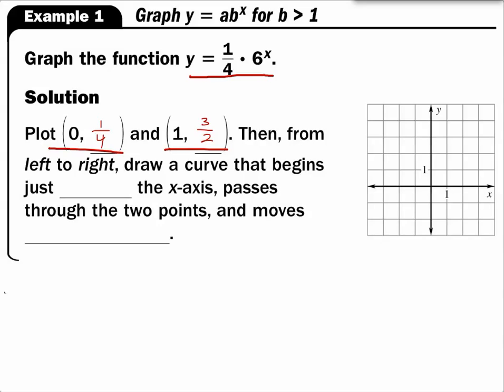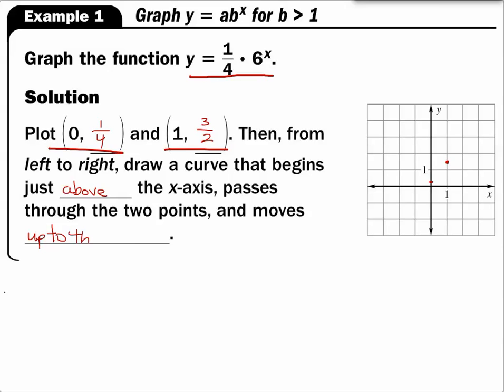So it says plot (0, 1/4), which is about here, and (1, 3/2), which is about here. There we go, we got a couple dots. Then from left to right, draw a curve that begins just above the x-axis, passes through the 2 points, and moves up to the right.